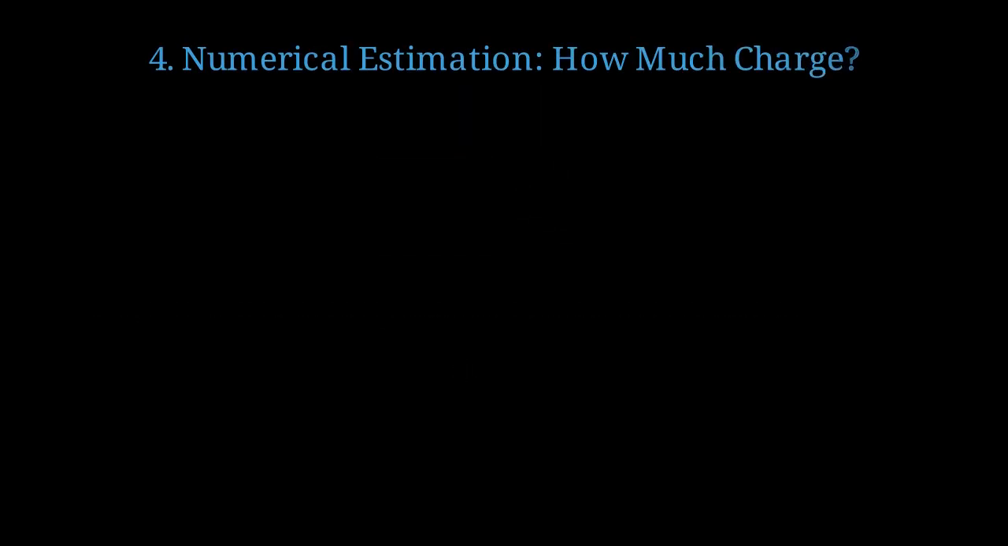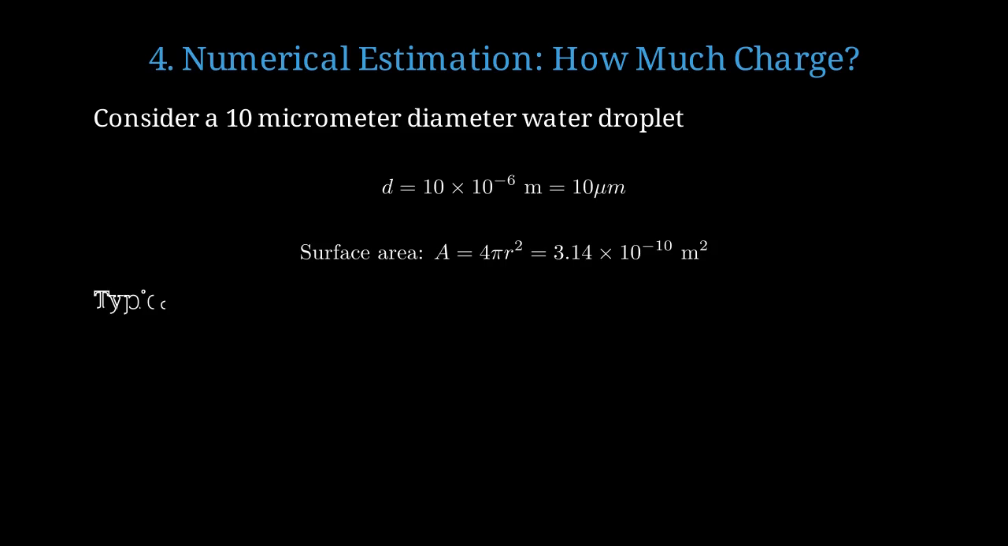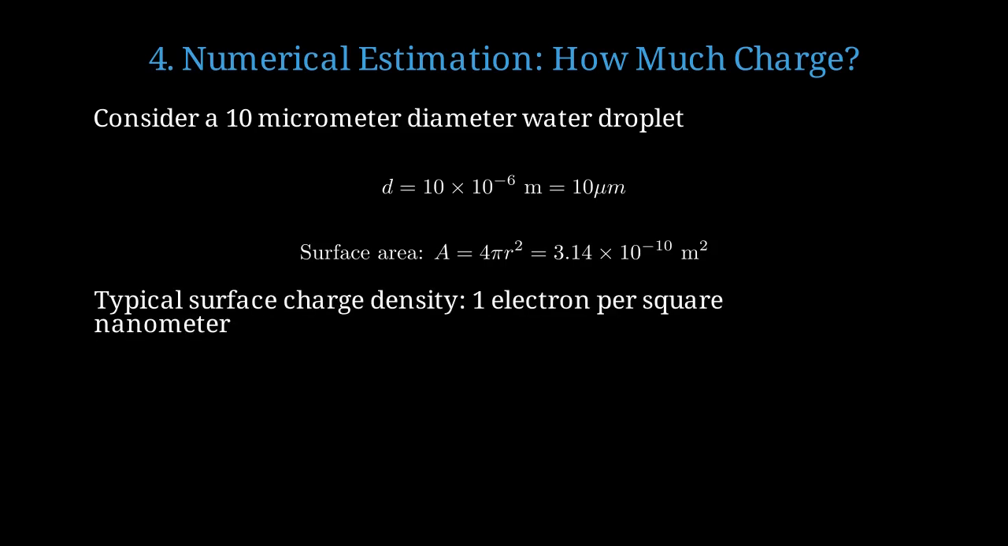Let's calculate actual numbers to understand the magnitude of this effect. Let's consider a typical microdroplet with diameter of 10 micromolars. That's 1/100th of a millimeter. That's 10 times 10 to the negative 6 meters, or 10 micrometers. The surface area is 4 pi r squared, which gives us about 3.14 times 10 to the negative 10 square meters. Experiments show typical surface charge densities around 1 excess electron per square nanometer of surface. That's a surface charge density of about 0.16 coulombs per square meter.